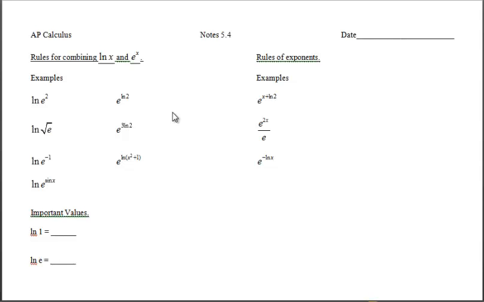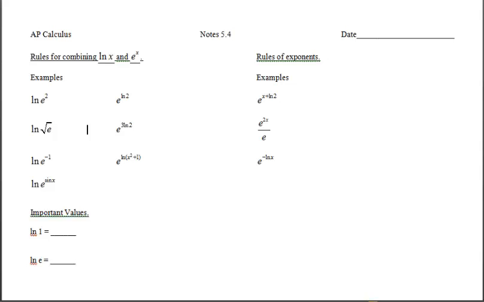Hey, we're going to take a look at some things that might help us in our work in solving some of the problems for finding derivatives of natural exponential functions and natural log functions. So just some previous knowledge: rules for combining a natural log and a natural exponential. These are inverses of one another.